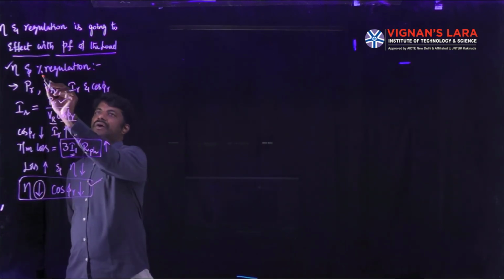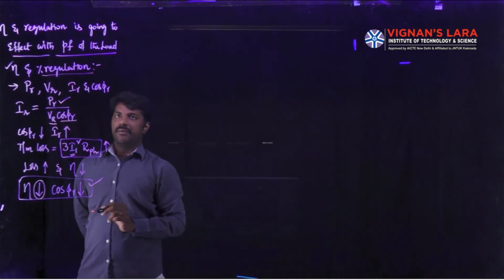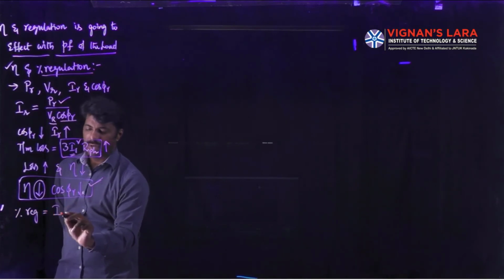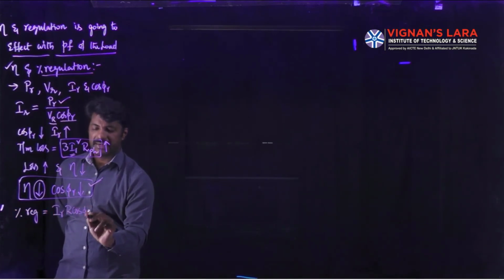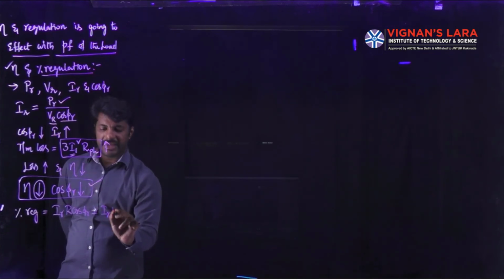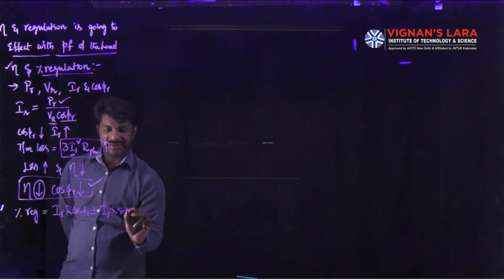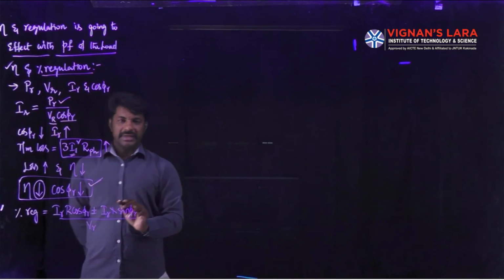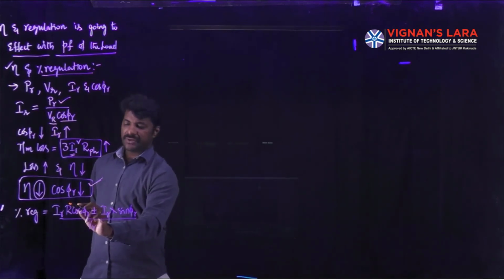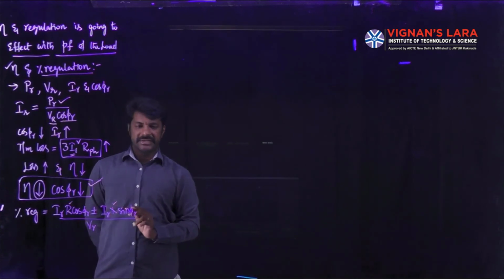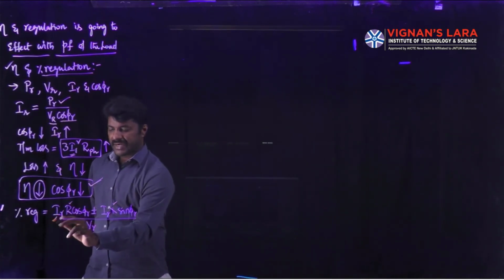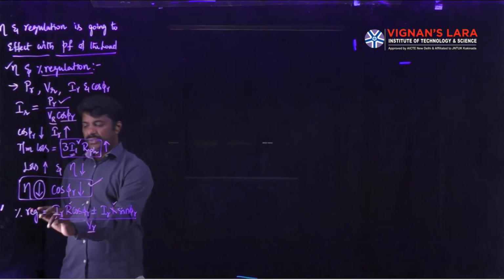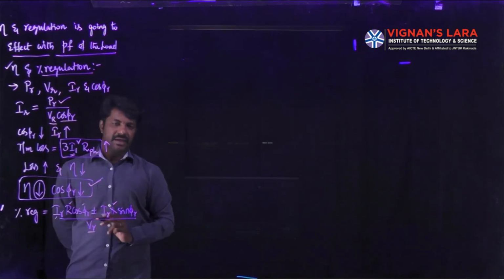Similarly, let us see how the regulation is going to vary with variation of the power factor. As we know, the percentage regulation is equal to IR into R cos phi R plus or minus IR into X sin phi R, by VR. The transmission line parameters, resistance and reactance, are constant, so the magnitude of the current and power factor are variables for a fixed voltage VR. Now let us see how the regulation is affected by the variation of the power factor.